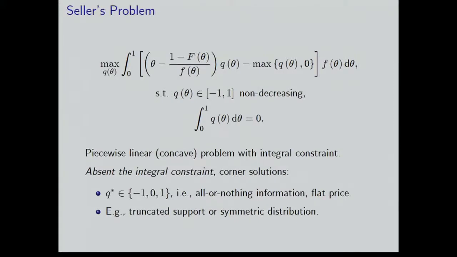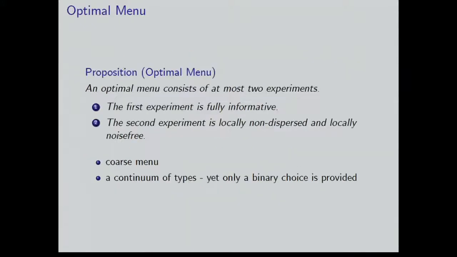With that, we have a linear problem in terms of the virtual utility. Absent this integral constraint, we would simply have an all-or-nothing information structure: either we provide full, perfect information, or zero information. But because of that integral constraint, we now have to also allow for intermediate solutions. That forces us to choose exactly one intermediate solution. So that's the result: an optimal menu consists of at most 2 experiments. We will always provide the efficient experiment, the fully informative one. But the second experiment is one in which information is degraded and is both locally non-dispersed and locally noise-free. That's the sense in which we provide a coarse menu, because even though we have a continuum of types in terms of the prior belief, we are optimally offering only 2 choices.